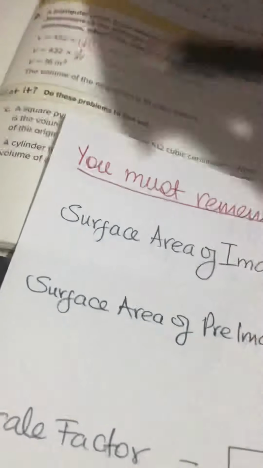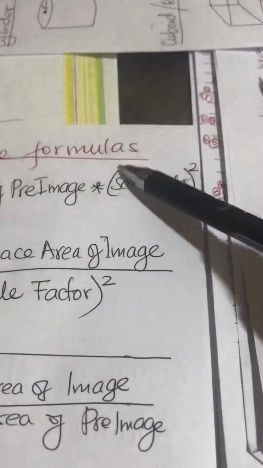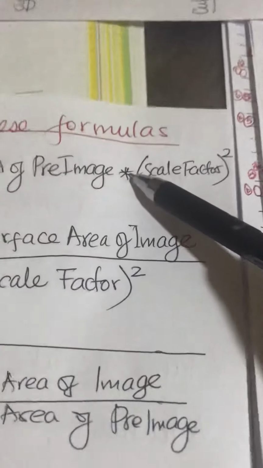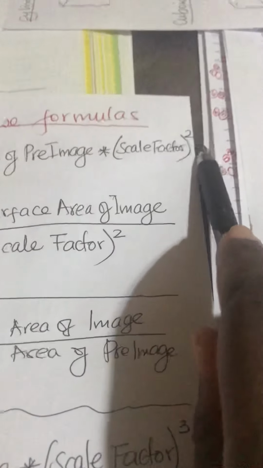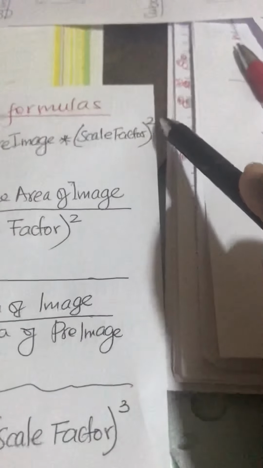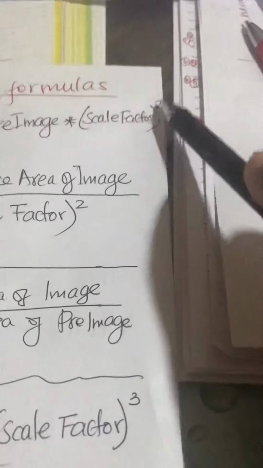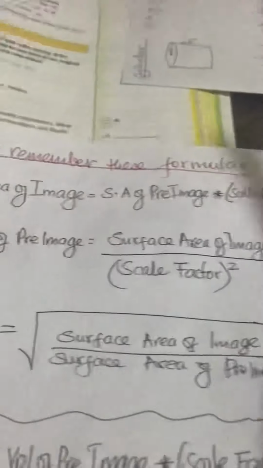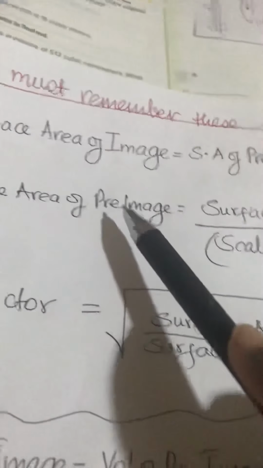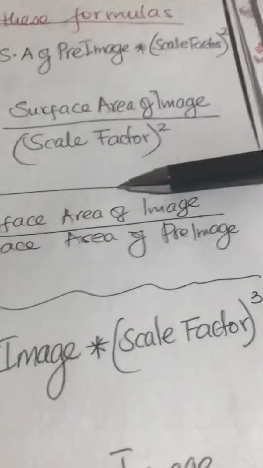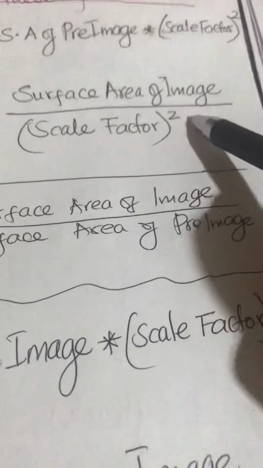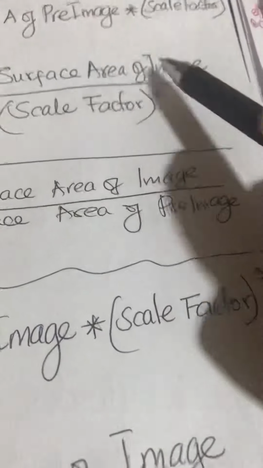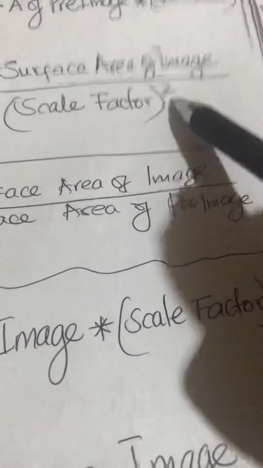You will take the surface area of the pre-image. You will multiply by the scale factor, but you must square the scale factor first. Then you multiply. You must put it like this in your calculator. If you forget to put this, your answer is wrong. Because it is area, this must be squared. Scale factor must be squared. If the question wants the surface area of the pre-image, you will follow this formula. You will say surface area of image, you will divide by the scale factor squared. You must do this. This squared must be there.